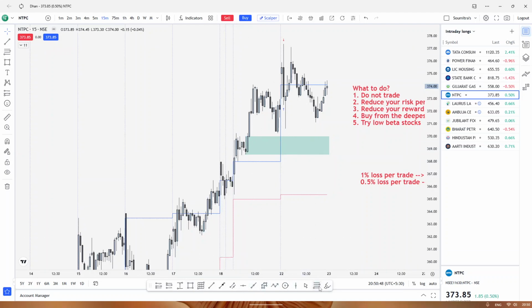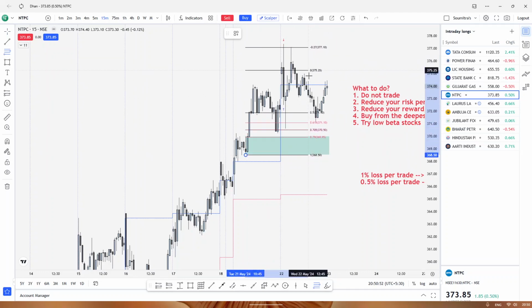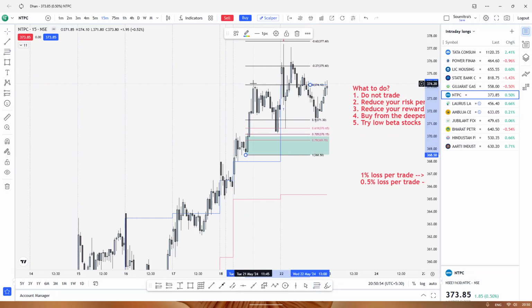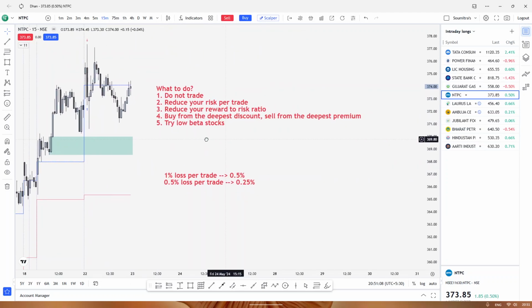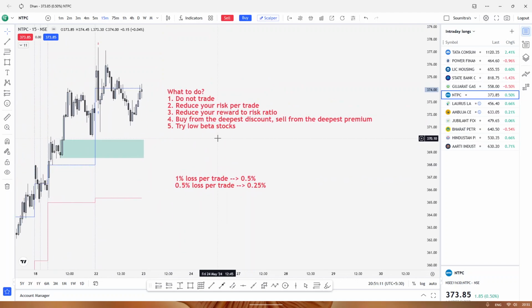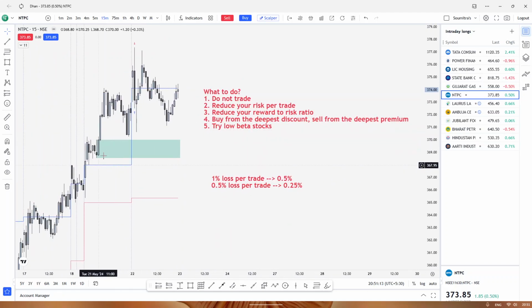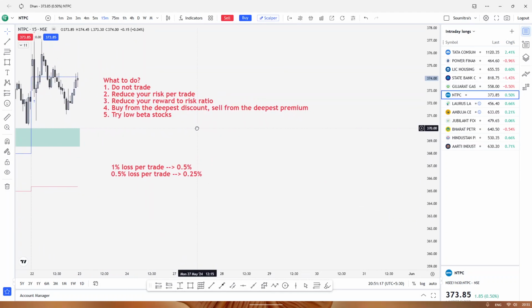You can see, draw a fib from here to here, from this low to this high. This is the deepest discount possible. So we will buy only when price is coming here, not before that. If you do that, then also to some extent you are protected. And for selling, the mirror image of this will be selling.